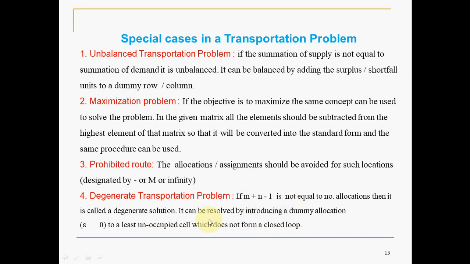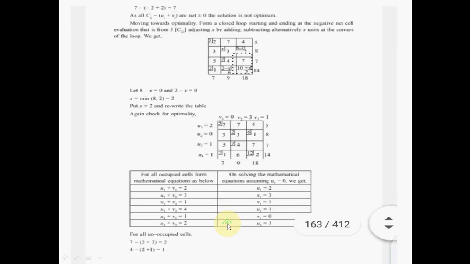I'll explain this through an example. What will happen here is m plus n minus 1 is not equal to the number of allocations. Then you cannot proceed for the optimality; that is, the second stage you cannot perform. In that case, you have to introduce a dummy allocation, that is epsilon, which tends to 0. But where to introduce it is the question. To a least unoccupied cell which does not form the loop. You should not form a closed loop. For example, if the least unoccupied cell is forming a loop, then you go for the next least. That's all.